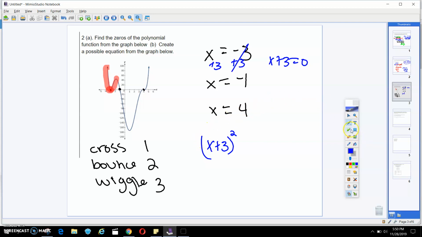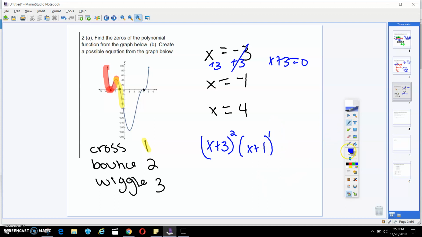Okay. So now let's look at where it crosses at x equals negative 1. You see how it goes straight across? Well, that's a cross. So when I write this, I should have color coordinated this, I'm sorry. I'm going to have x plus 1, and I'm going to raise that to the first power.